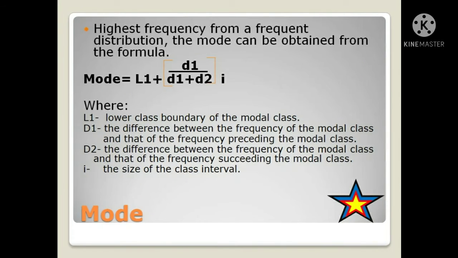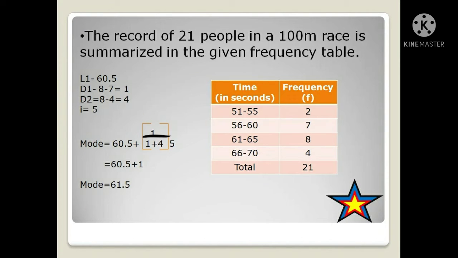Mode. The highest frequency from a frequency distribution, the mode can be obtained from the formula. Mode is equal to L plus open bracket d1 over d1 plus d2 close bracket times interval. It's the same example, then copy the time and the frequency. L is equal to 60.5, d1 is equal to 1, d2 is equal to 4, and i is equal to 5.